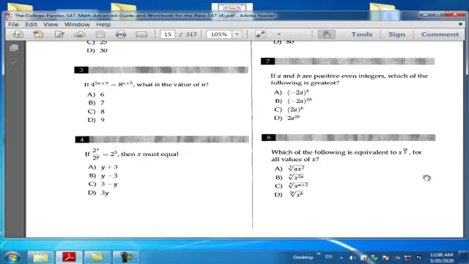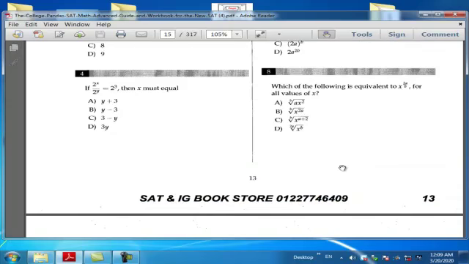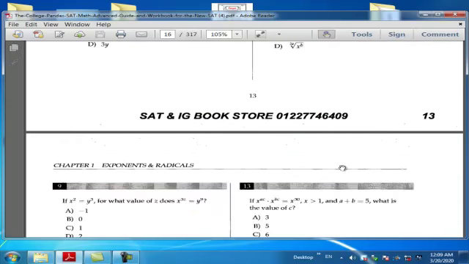And which of the following is equivalent to x to the power of y? That one is for the values of x. x to the value of 2a over b. We know that the number at the bottom is going to be the root, so it's x to the power of 2a, and that is the b root of x to the power of 2a. Because we said that the square root means to the power of half.